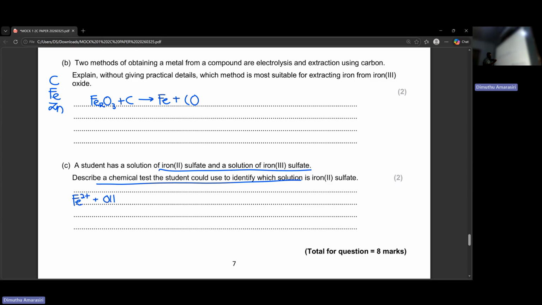The best way to test Fe2 plus and Fe3 plus is to put sodium hydroxide. Put sodium hydroxide aqueous. Right? This will give a green precipitate for the Fe2 plus solution.